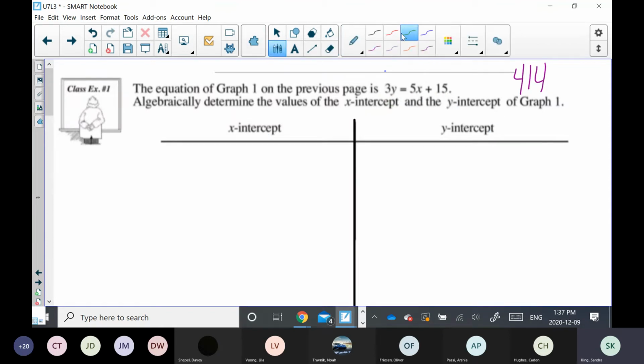So here's what I do: underneath x-intercept and underneath y-intercept, always write the equation that you're given, the original equation. So 3y is equal to 5x plus 15. And then again, I'm going to write it over here. 3y is equal to 5x plus 15.